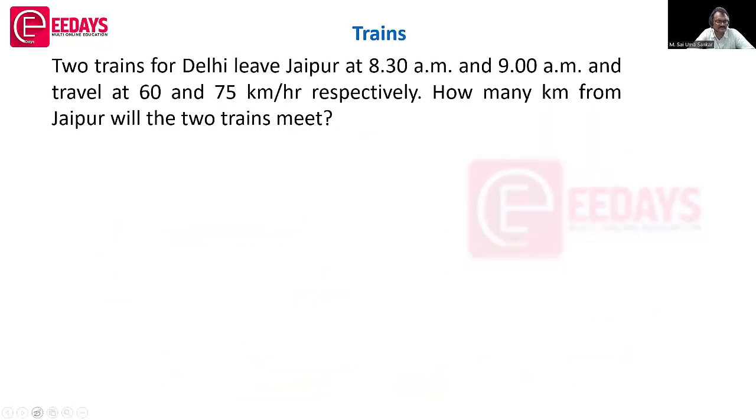Next question. Two trains leave Delhi and Jaipur at 5:30 a.m. and 9 a.m. and travel at 60 kilometers per hour and 75 kilometers per hour respectively. How many kilometers from Jaipur will the two trains meet? That is the question.